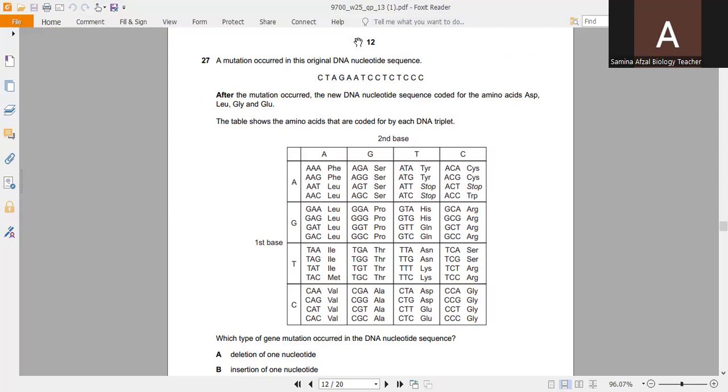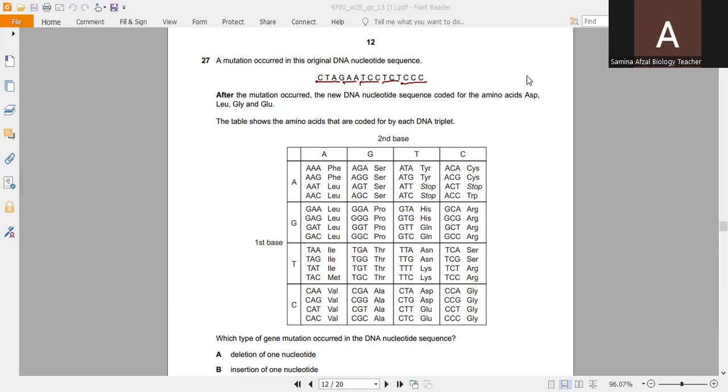After the mutation occurred, the new DNA nucleotide sequence coded for the amino acids ASP, LEU, glycine, and GLU. The table shows the amino acids that are coded by each DNA triplet. So here you can see the sequence of these amino acids. Now what will happen after the mutation?